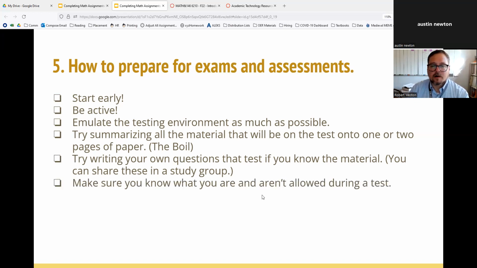Make sure you know what you are and aren't allowed during a test. Read the syllabus in full. Make sure you talk to your instructor about this. Do not think you're bothering us about this. Make sure to do this.